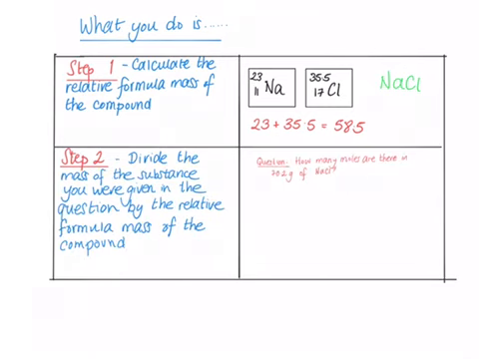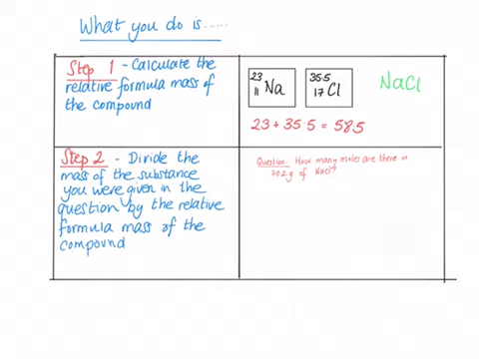In the second step, we divide the mass of the substance that we were given in the question by the relative formula mass of the compound. We've calculated the relative formula mass of the compound in this part here, it's 58.5. And I've put the question up here again. The amount of stuff that we have in the question is 70.2.